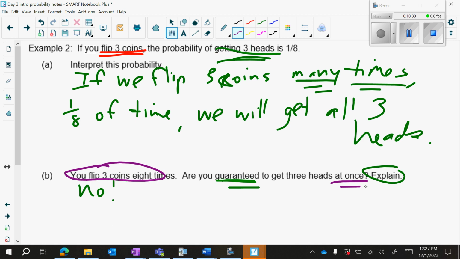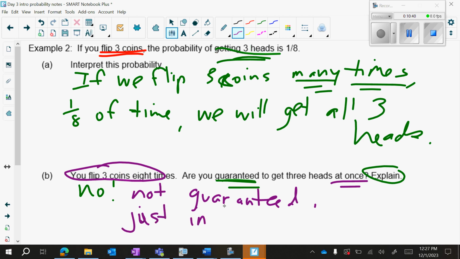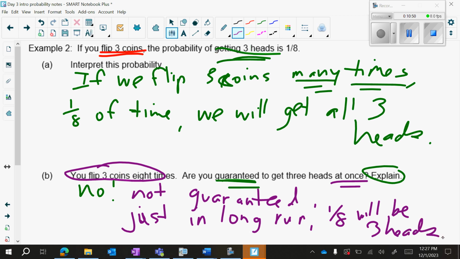So in the short run, this is not guaranteed. It's more of in the long run, it is more likely, meaning infinite times 1 out of 8 will be 3 heads. Okay, so it's not guaranteed. Probably is not guaranteed unless you do something infinite times.